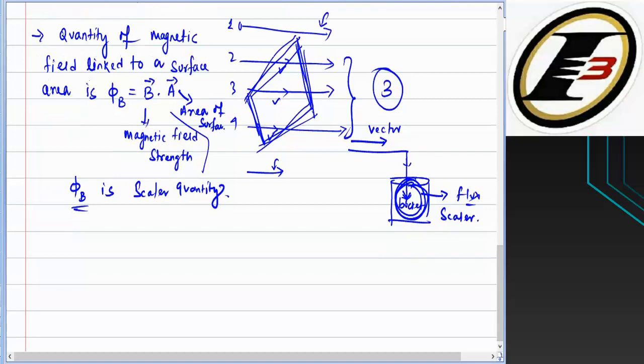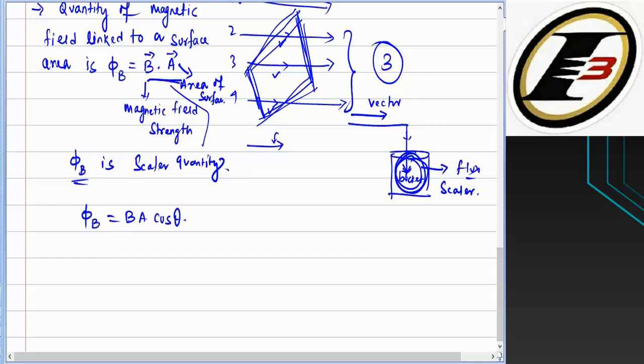So we can write down here phi B, as this is a dot product, as BA cos theta. Now the important part is what is B and what is A. A vector is nothing but your area vector. B vector is nothing but your magnetic field strength.